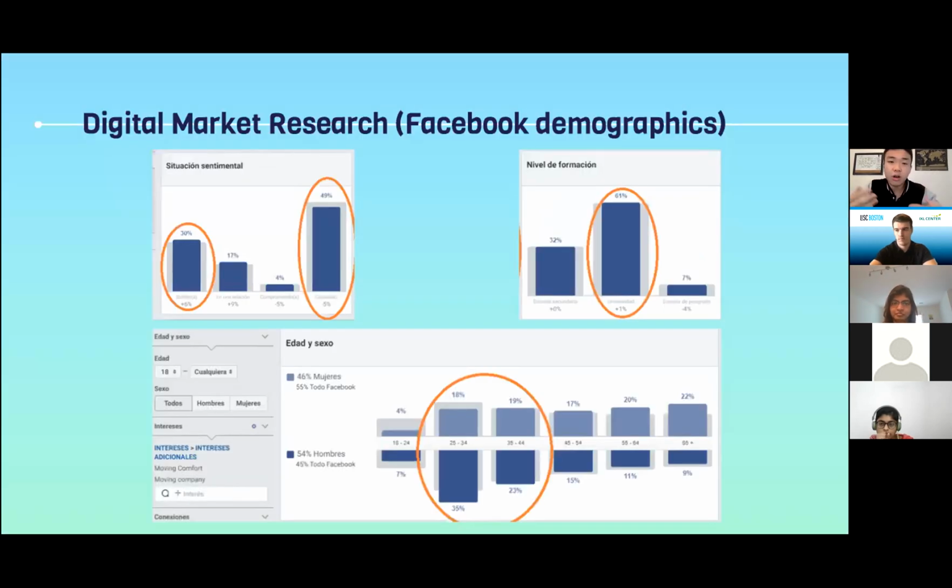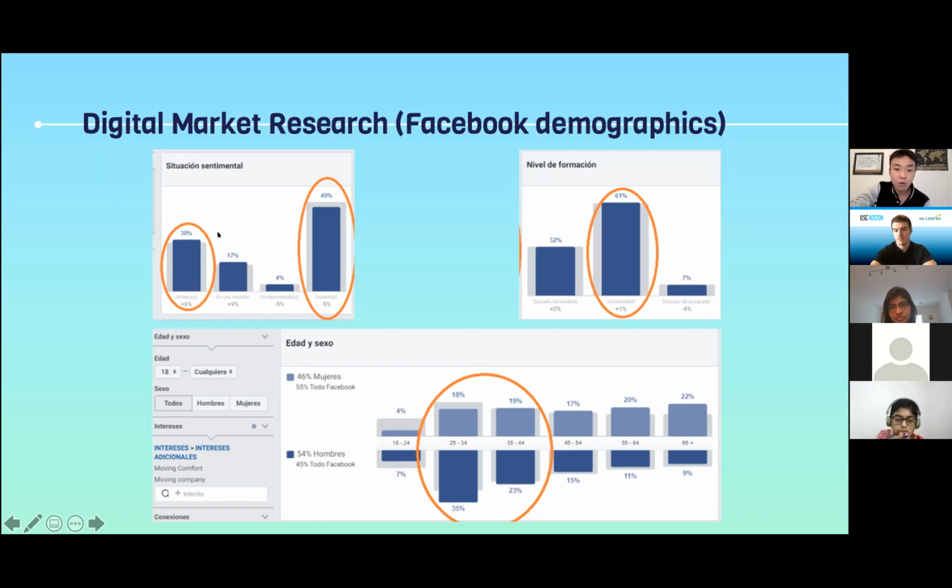And so now that we know all those issues, we decided to conduct a digital market research. We started with Facebook. We went to Facebook demographics, and then we put the two keywords that we think people that are moving type on Google, which is here on the bottom part. One is moving comfort, and the second one is moving company. We noticed that for men, the men who look for the most on this concept are between 25 and 34 years. And for women, the most comes from 35 to 44.